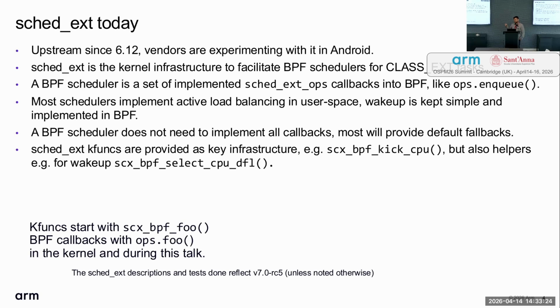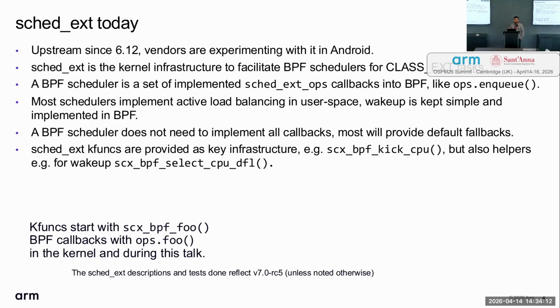Most schedulers do this hybrid approach where, for example, they do active load balancing in user space, mostly to avoid the complexity that comes with BPF. It's a bit of a pain to implement, and if the active load balancing only runs quite rarely, it's not that bad having it communicate stuff to user space and back. That also means that most schedulers keep the wake up rather simple and implemented in BPF without calling into user space. You don't actually need to implement any of the callbacks. Most will provide default fallbacks, some won't.